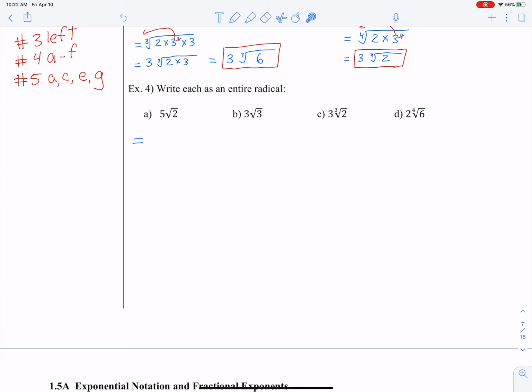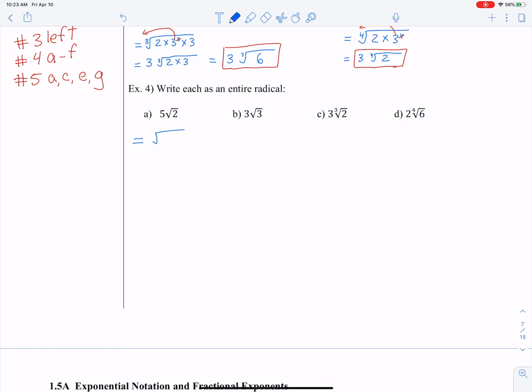Here, when we move something outside the radical, if the exponent matched the index, it would cancel. Now, when we're moving something inside the radical, we have to add the exponent that matches the index back to that number.